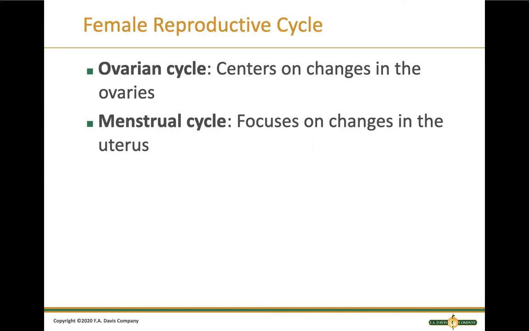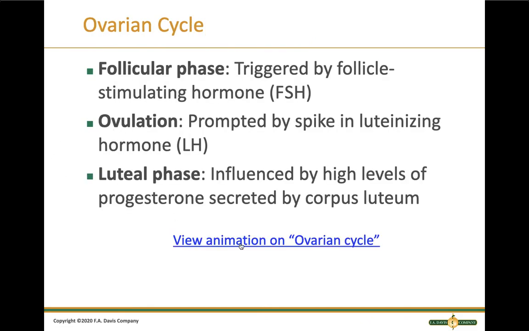Now there are 2 cycles that go on in females. There's the ovarian cycle in the ovary, and the menstrual cycle, which is going on in the uterus, and they're happening at the same time. And we're going to watch an animation that sort of describes them.